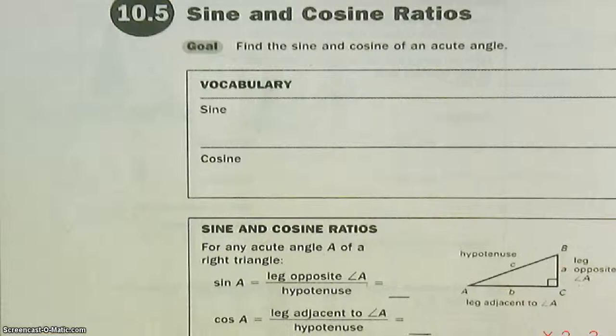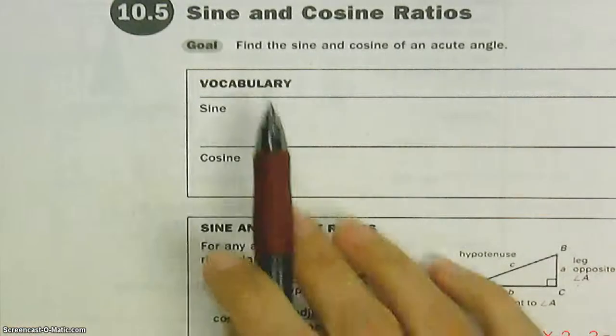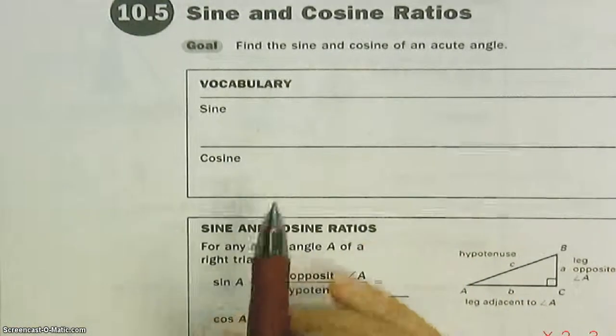Previously, we learned the tangent ratio to find sides in a right triangle because we don't always have the angles that we need to use our special triangles. We don't always have 45, 45, 90. We don't always have 30, 60, 90. So that's when we use tangent and sine and cosine.